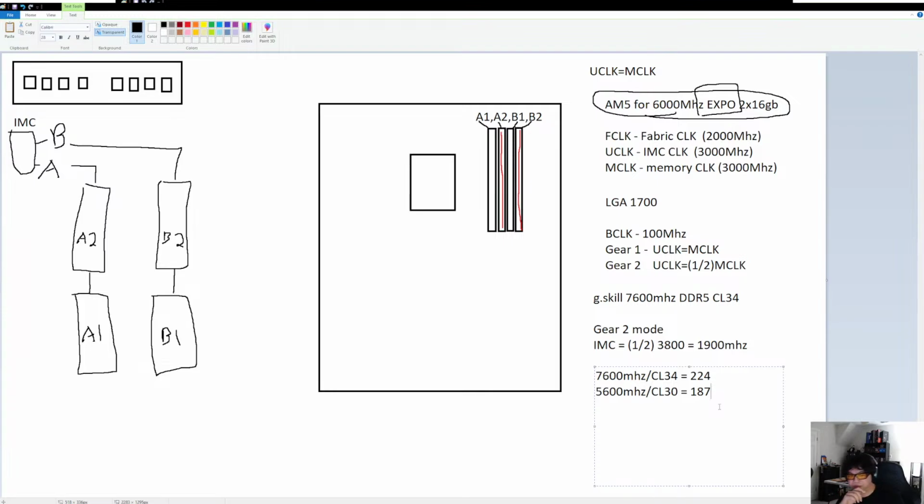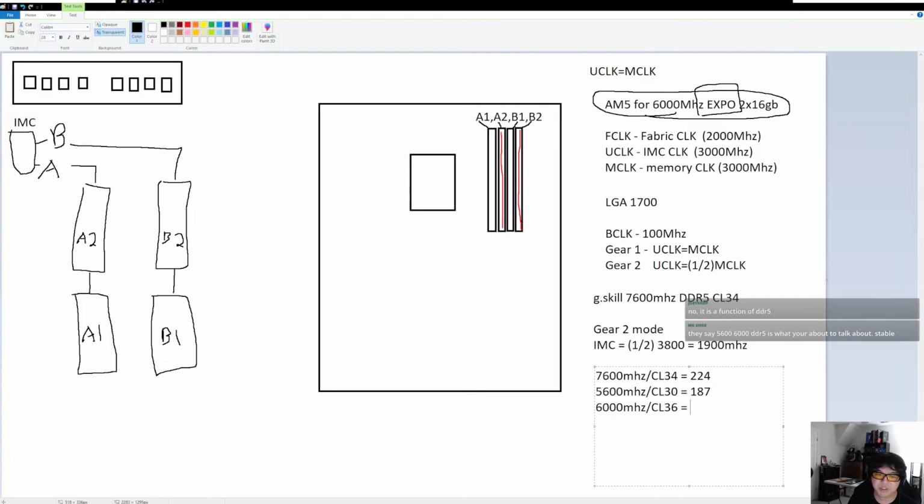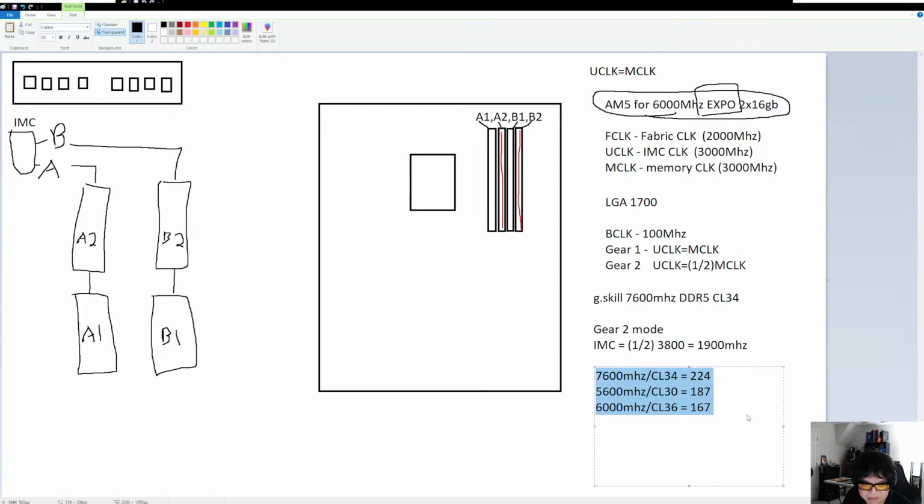Yeah, so I'm just giving you guys some examples here. If we do 6000 at CL36, I'm just giving you some examples of RAM kits that I actually have. So this one is 36, this is 167, so this one's actually worse. Oh no, 180 to 167. This isn't really a scientific thing. This is just something that I always would do since the DDR3 days.